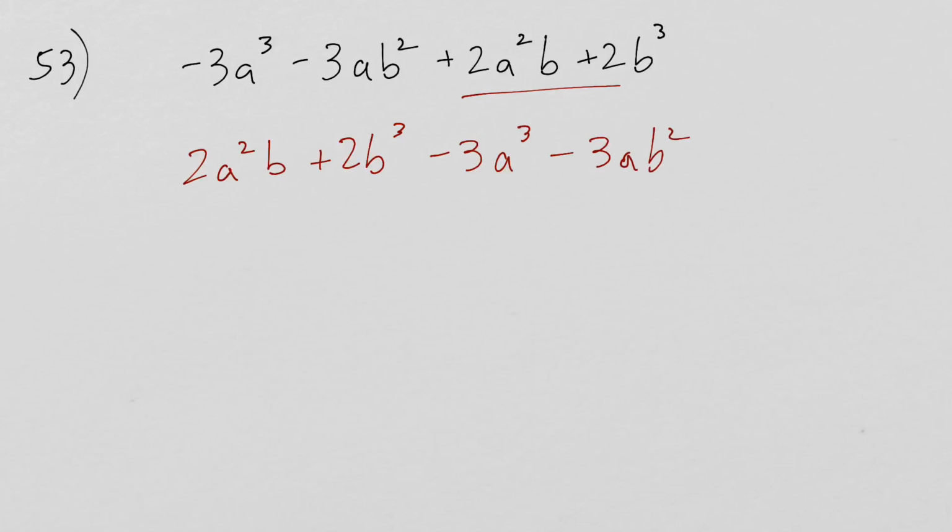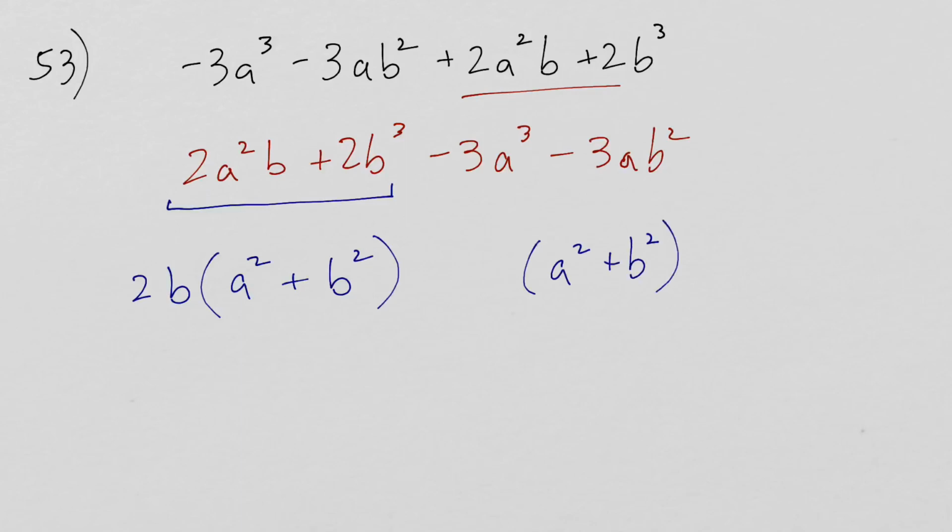Now when I look at these two, they both have a 2. They both have a b. So I'm going to pull out a 2b. And that leaves behind an a squared from the first term plus b squared from the second term. And I'll leave a big space, and I'll put a squared plus b squared down again.